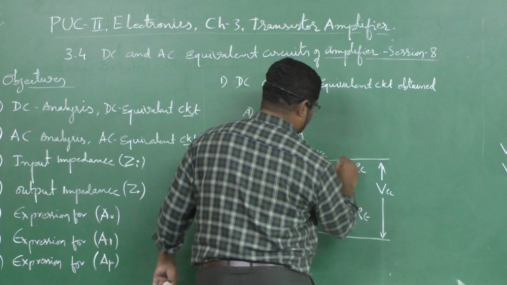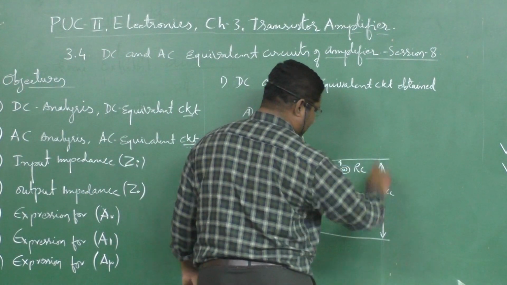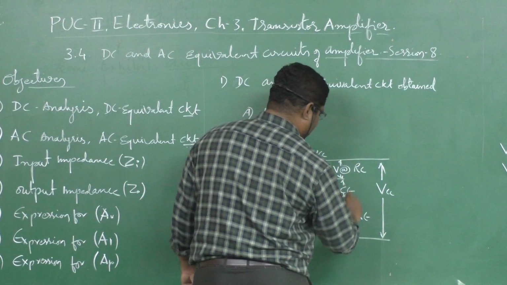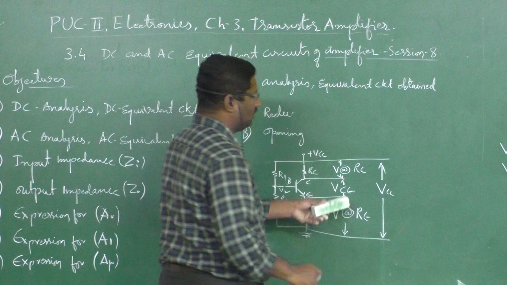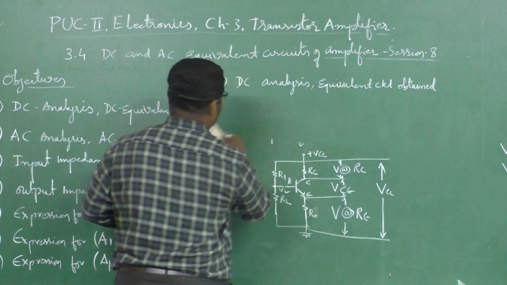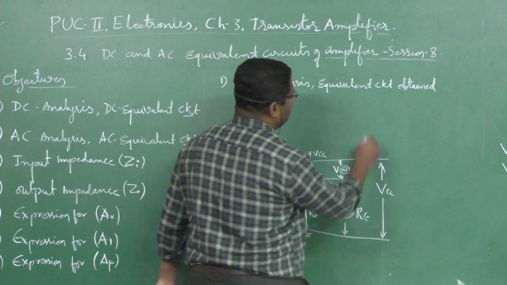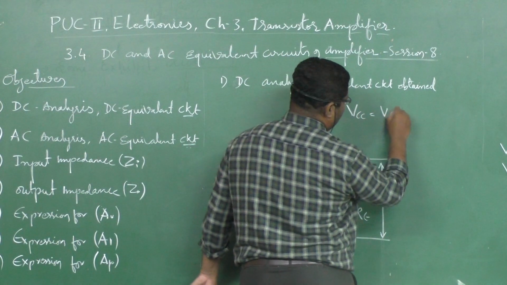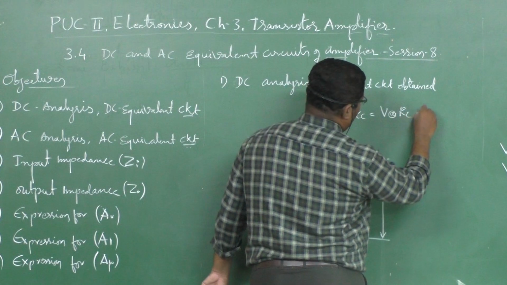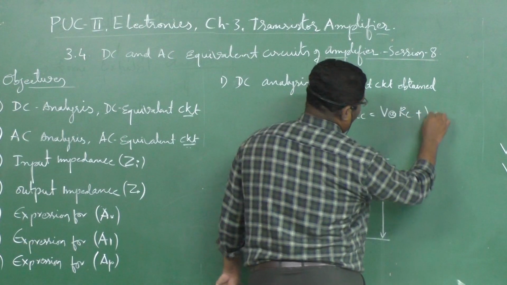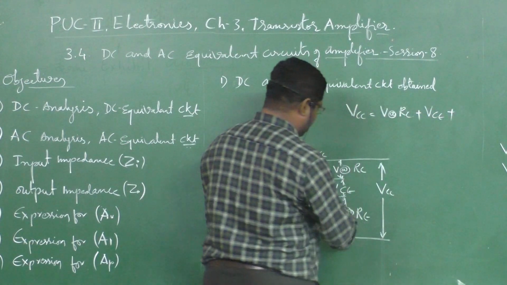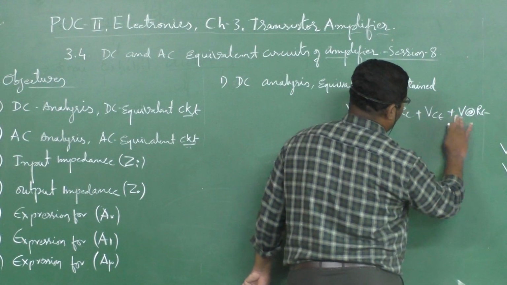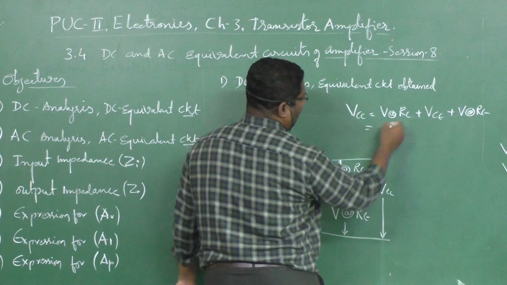I can. This total height is equal to this height plus this height plus this height. So for this, what equation can I write? VCC is equal to the voltage at RC plus VCE plus the voltage at RE. So how to write this?